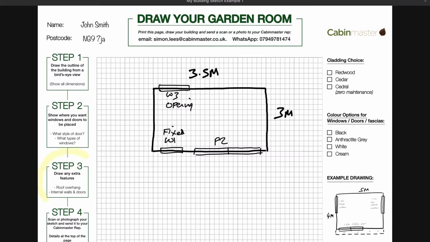Step 3. Draw any extra features. A roof overhang or any internal walls and doors, for example. I don't want any internal doors or walls or anything like that, but I do want a small roof overhang. So I'm going to represent that just with a simple dotted line. The roof overhang we do is usually 300mm. But we do also do a 600mm roof overhang as well.